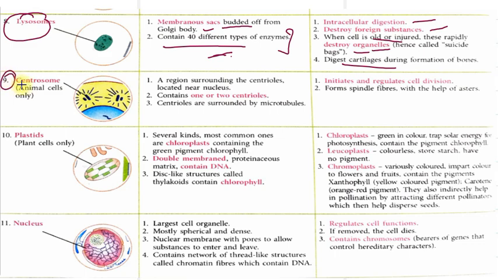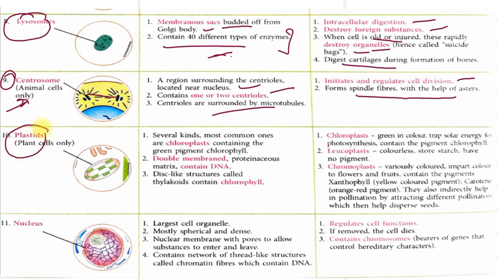So next are centrosomes. They are found only in the plant cells. These are centrosomes, right? Their main characteristic is a region surrounding the centrioles located near the nucleus. They contain one or two centrioles. Centrioles are surrounded by microtubules. These are microtubules. So they initiate and regulate cell division. They form spindle fibers with the help of asters, right?